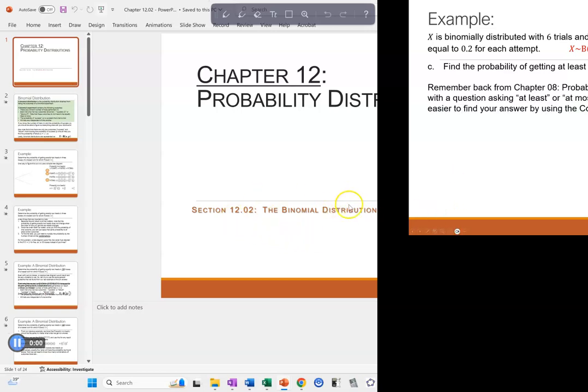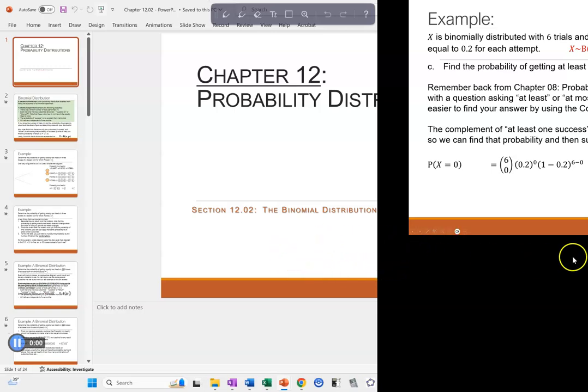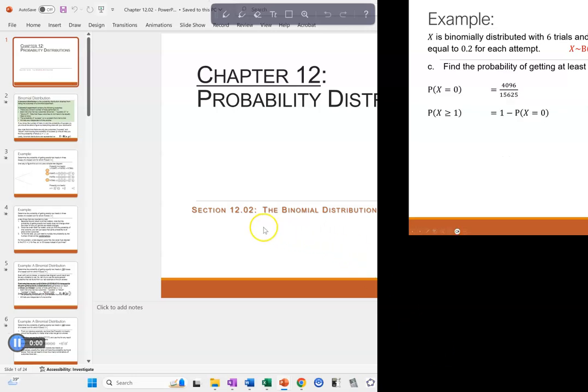All right, so again, at least or at most is the cue to use that complement rule, the 1 minus the negation. So we noted that for at least 1 success, the negation of that would be no successes. So I can calculate the probability that X is 0, or 0 successes. So I plug that in, and I get that. If I do 1 minus that, there I go. That feel okay?